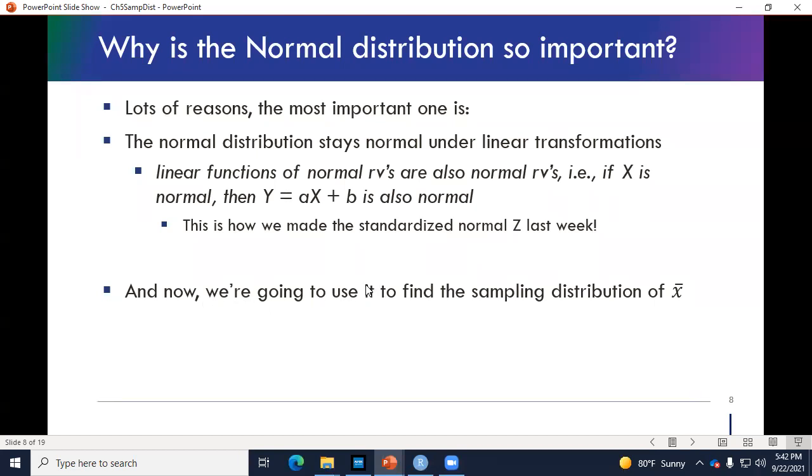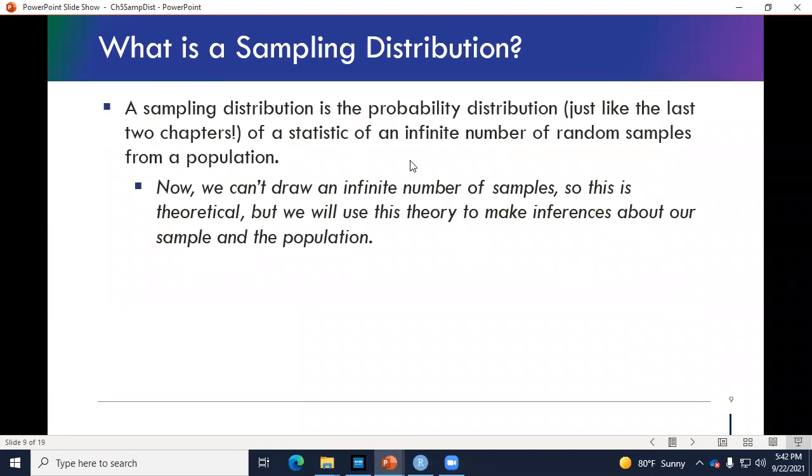Now we're going to use this conclusion to find the sampling distribution of x bar. This is our sample statistic, the sample mean. We want to get the distribution of our sample mean. Previously, we were talking about the distribution of a random variable x. Now we get its sample mean, x bar, and now we want to get its sampling distribution.